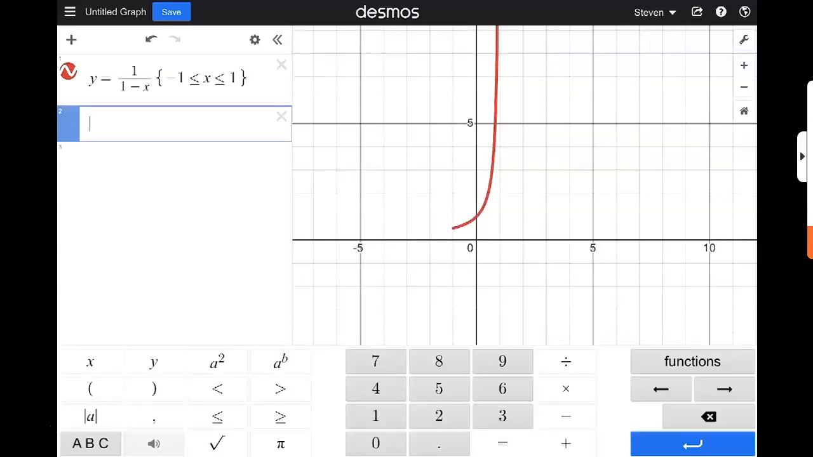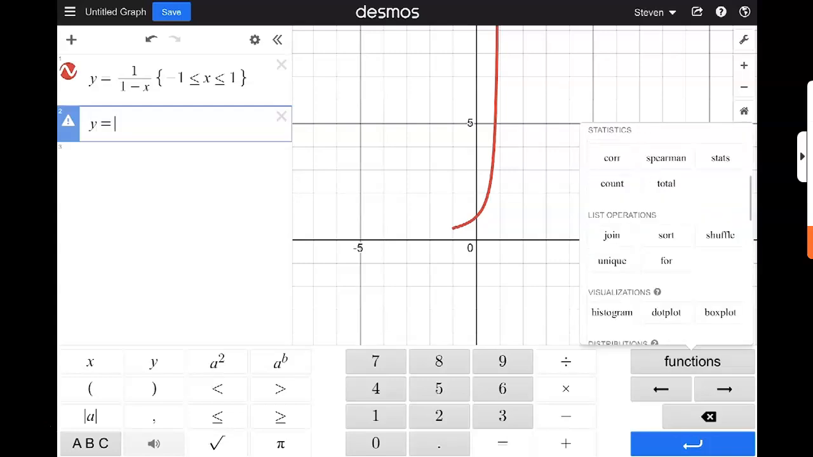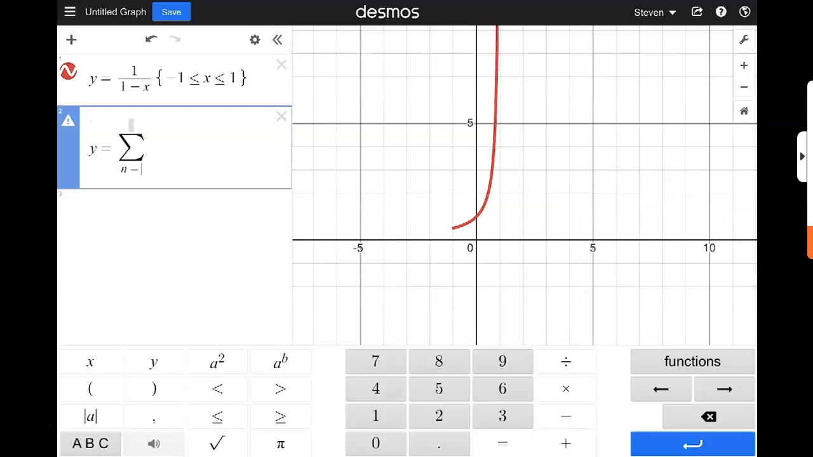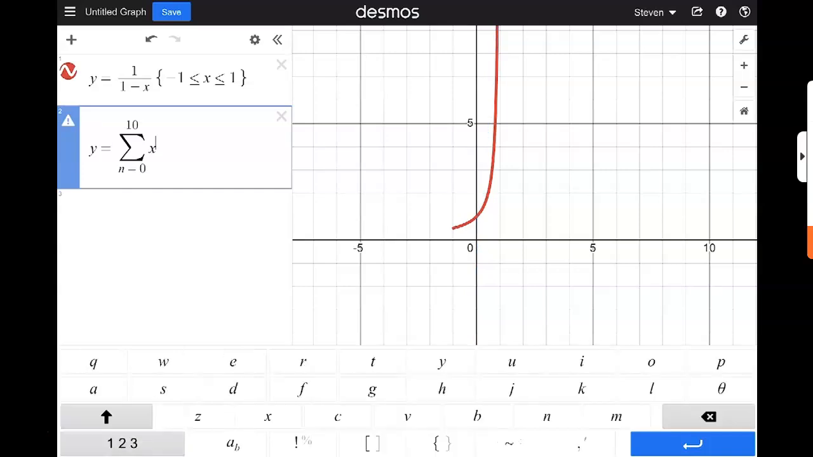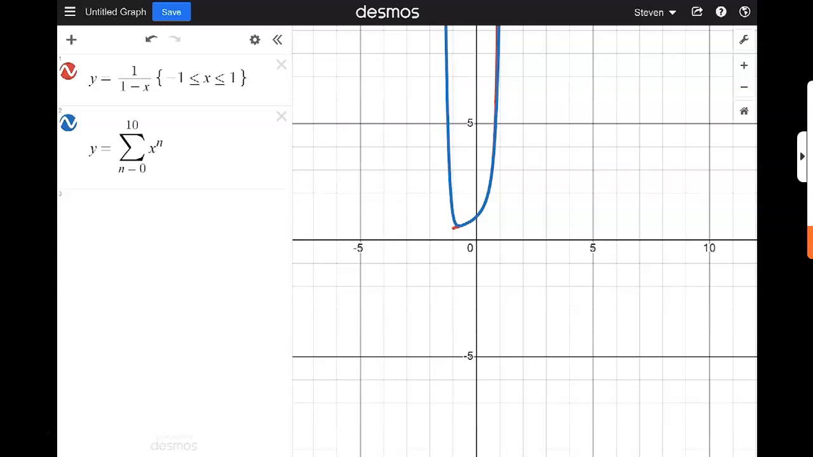So let's look at the series now. Y equals, I have it down here, the sum. Now they forced me to use the variable n, so I'm going to use n. N equals 0, and I can't do infinity, so I'll start out with 10. And this is just x to the nth power. That's what it looks like right now as we go to 10. It's producing values and so on.